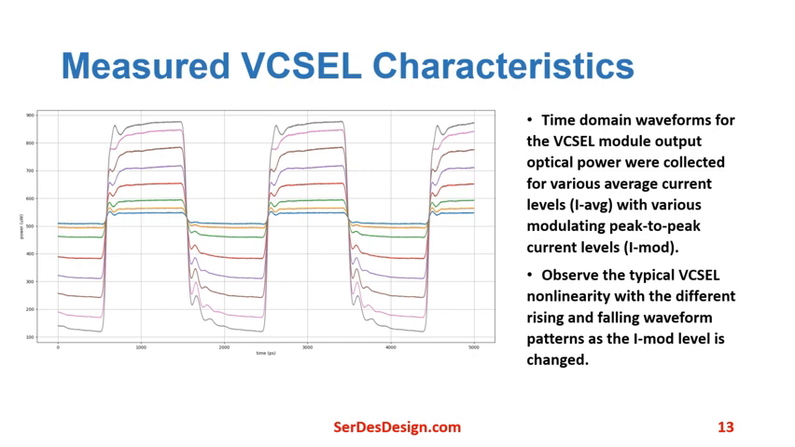The data collected from the scope includes the noise level detected in the waveform. Observe the typical VCSEL nonlinearity with the different rising and falling waveform patterns as the I-mod level is changed. Each rising and falling transient has a duration over several UIs. The VCSEL output has a noise level that is larger relative to the modulation level when the I-mod level is lower. The highest signal-to-noise ratio occurs when the I-mod is larger.